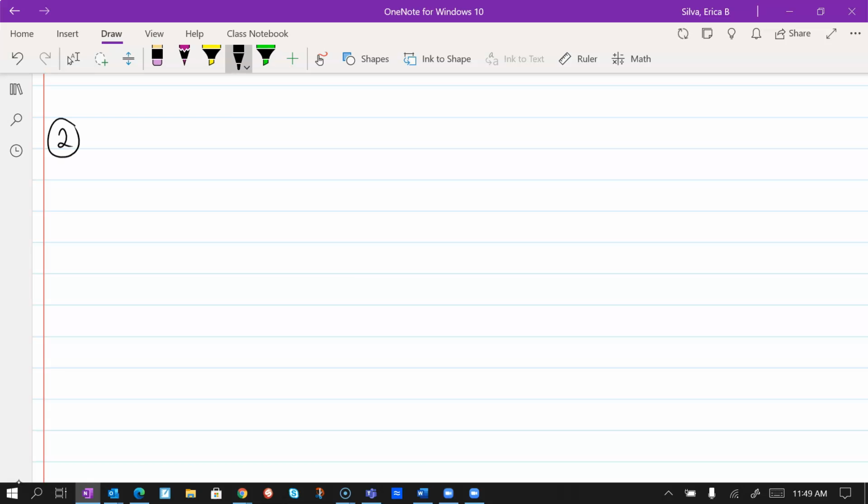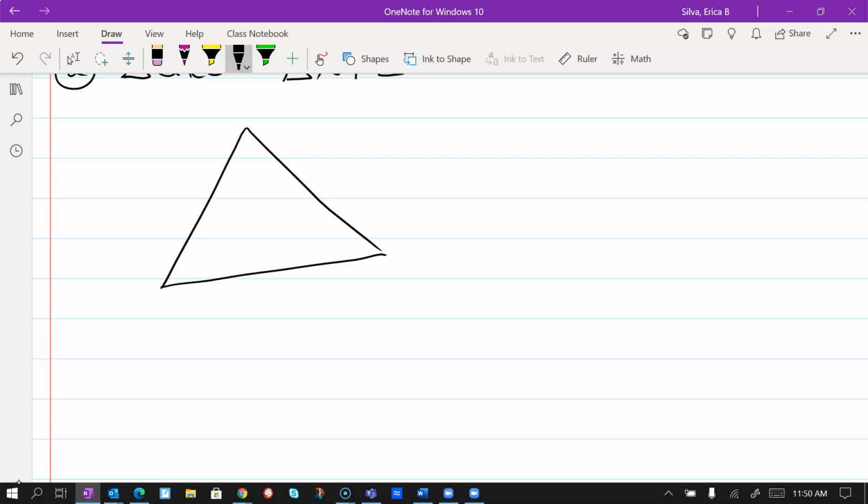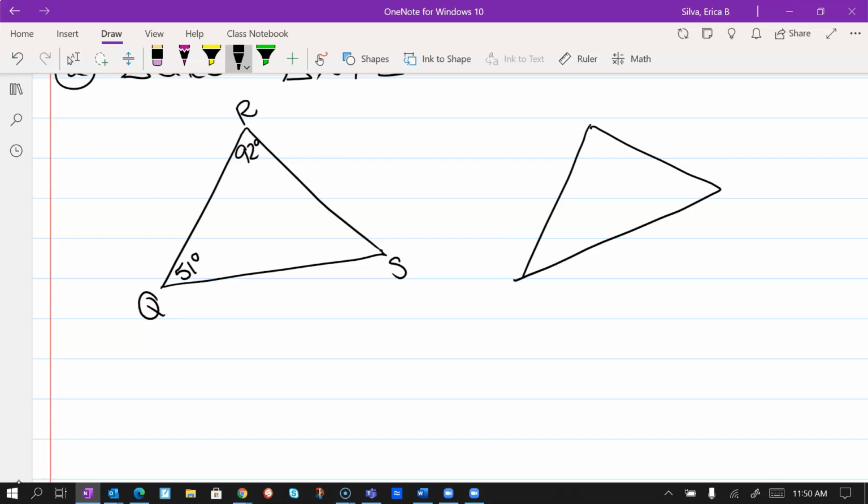The next one, they're giving us the information that triangle QRS is similar to triangle XYZ. Because my triangles are similar, we can say that the angles are congruent and that my sides are proportional. So let's draw the first triangle. This is Q. Angle Q is 51 degrees. Angle R is 92 degrees. And we don't have a measurement for angle S. Then we have angle Z, angle X, and angle Y.